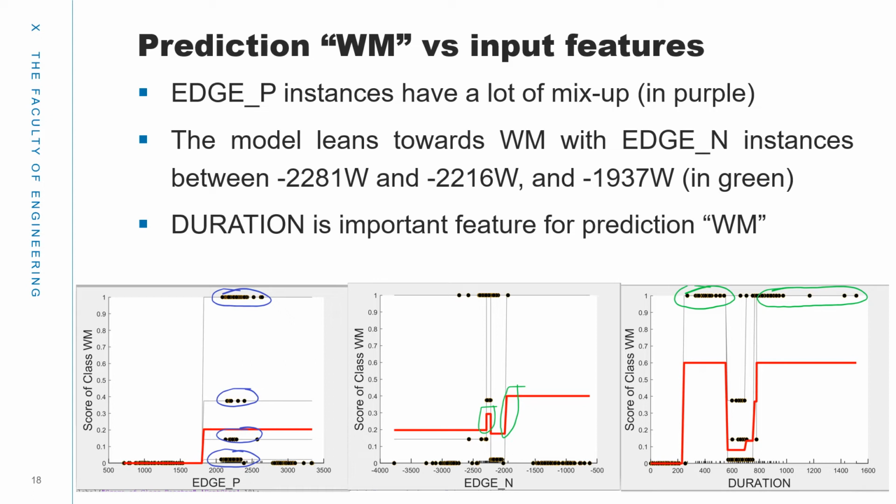With the duration feature, instances between 270 seconds and 540 seconds, and higher than 780 seconds, have higher impact on predicting washing machine, as highlighted by green. The PD plots with these instances rise by about 60%. Hence, duration is more important for predicting washing machine.